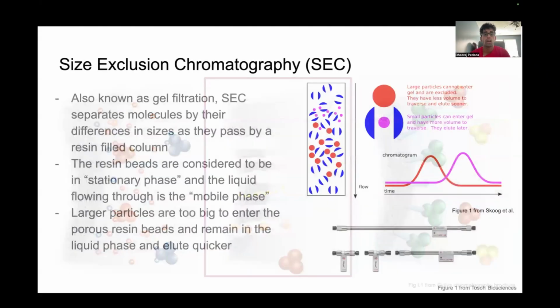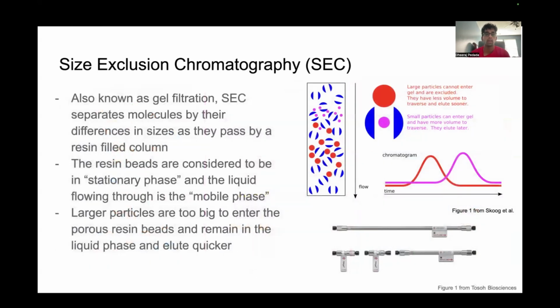So now going into size exclusion chromatography, also known as gel filtration, size exclusion chromatography essentially allows us to separate molecules by their differences in sizes as they pass through a resin-filled column. Typically, a size exclusion chromatography column has two phases, a stationary phase and a mobile phase, where the stationary phase typically involves the resin beads, whereas the liquid continuously flowing through is called the mobile phase.